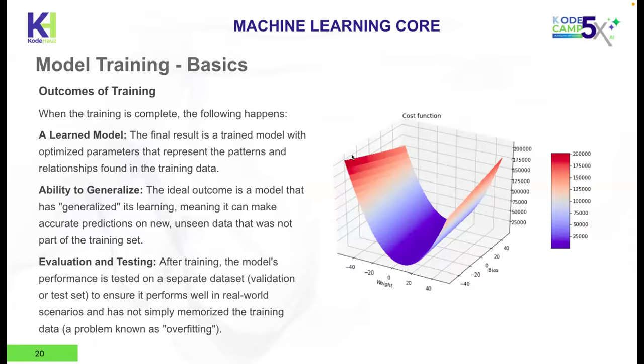At the end of the day, when you've done all of that, the outcome is that, one, you have a model that has learned, because the final result is a trained model. The parameters inside the model are optimized. They end up representing the pattern that you want it to learn, the patterns and relationships in the training data.